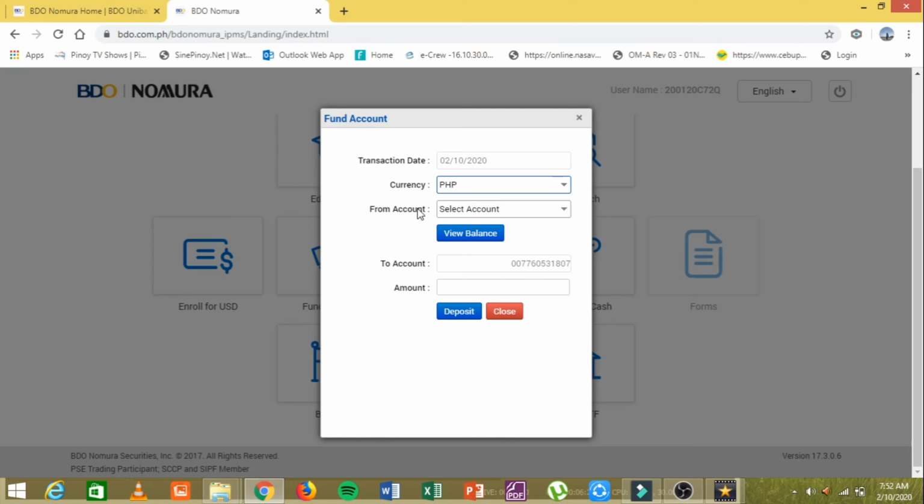Okay, once you click this one, your accounts will be shown here, and you will click view balance and then the amount. Let's say you want to start with 5,000 pesos. The suggested amount for trading in stock market is 5,000.